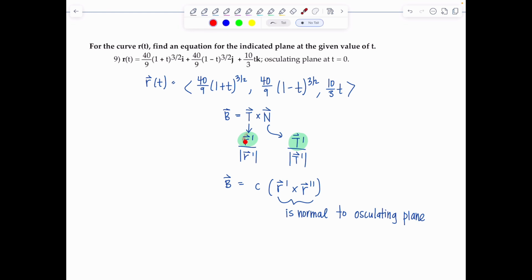Making sure these are unit vectors is not essential when finding the equation of a plane. I just need any vector normal to the plane. So all I have to do is take r prime, cross it with r double prime at 0, and then use that for my normal.